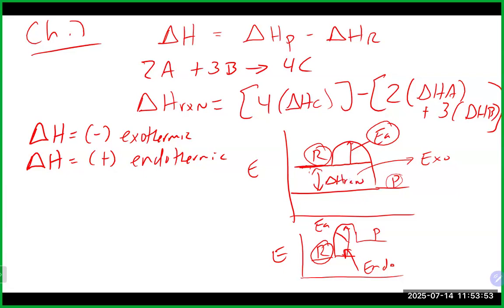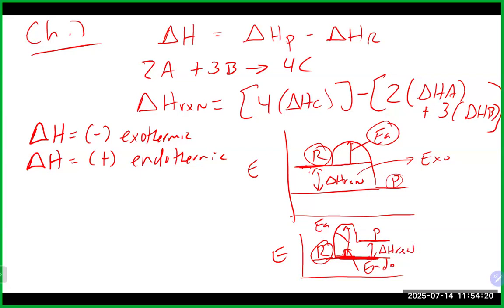And again, we do get a negative number for exothermic because, as you can see on the diagram here, our products is a smaller energy value than our reactants. So we end up with a negative value. And that's opposite when we look at our endothermic here. Our reactants are actually a lower value than our products. So when you subtract those two, you will get a positive value for your delta H of that reaction.